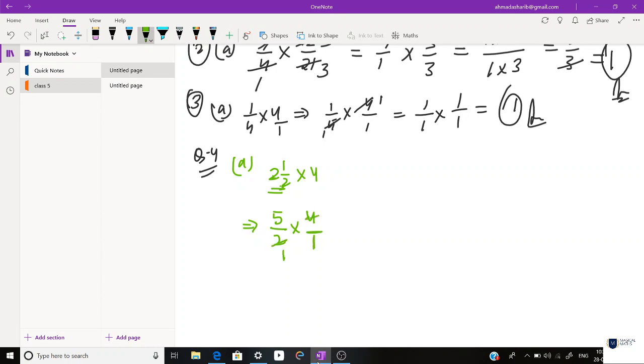Now 2 ones are 2. 2 twos are 4. So this is 5 upon 1 into 2 upon 1. Actually this is 5 into 2, because if there is 1 in the denominator it is not written. So 5 twos are 10. This is the answer.